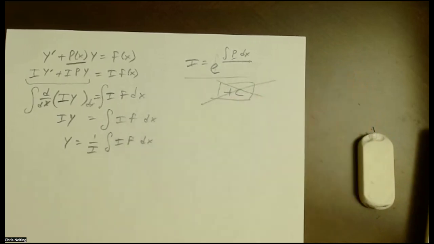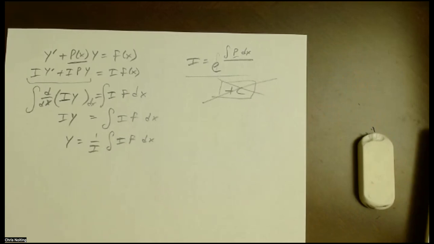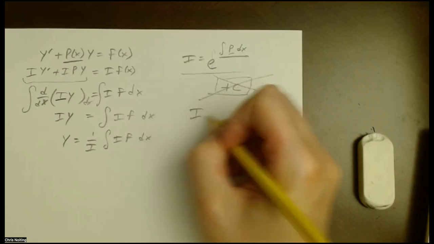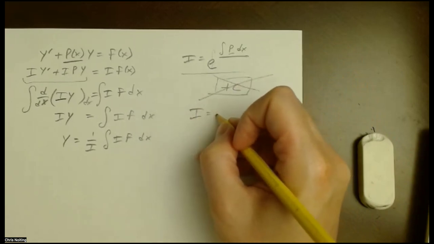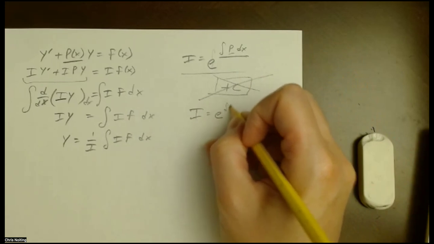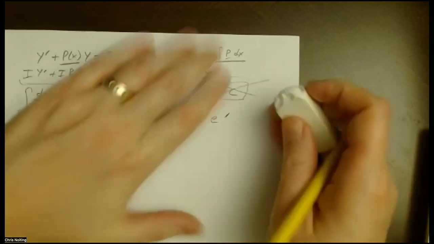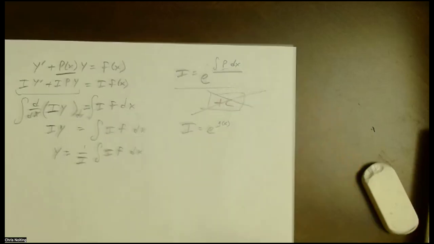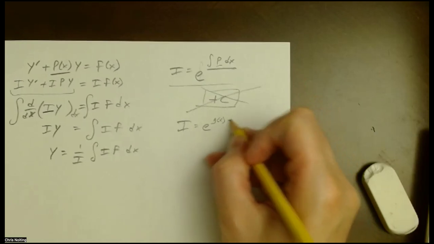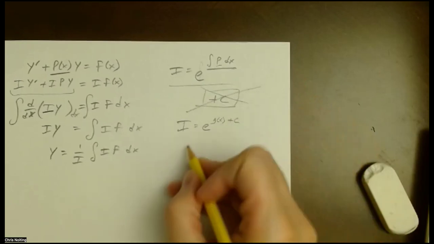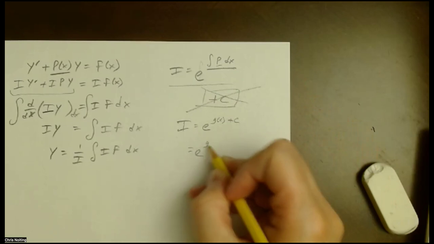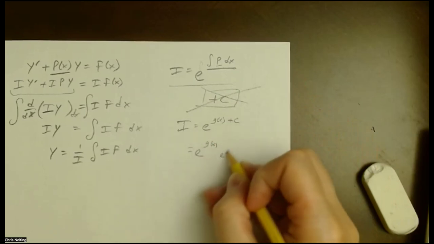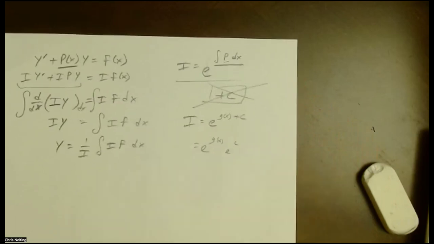Now, it's not to say that you can't do it. You could, and you would end up getting the same answer. So let's say I got e equals some e to the integral p dx. I'll just make up a new function. I'll call it g of x, like that. And let's say I did add a c. Well, of course, we could separate this out. That's e to the g of x, e to the c, just from exponent rules.